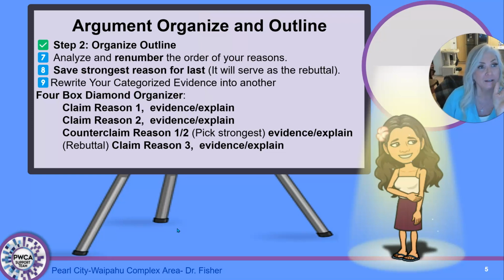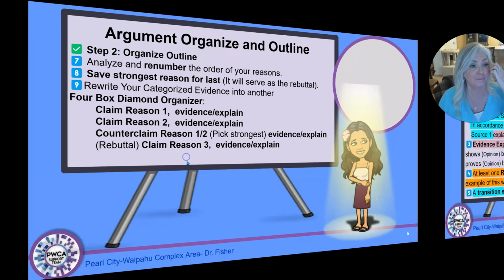So after we have taken all of our notes, we organize our outline so that we know we're going to renumber our reasons in a way that we save our strongest reason for last, so that it can serve as our rebuttal to the counterclaim. So we'll rewrite our categorized evidence, our evidence is now going to be rewritten, into another folded, diamond-shaped piece of note paper.